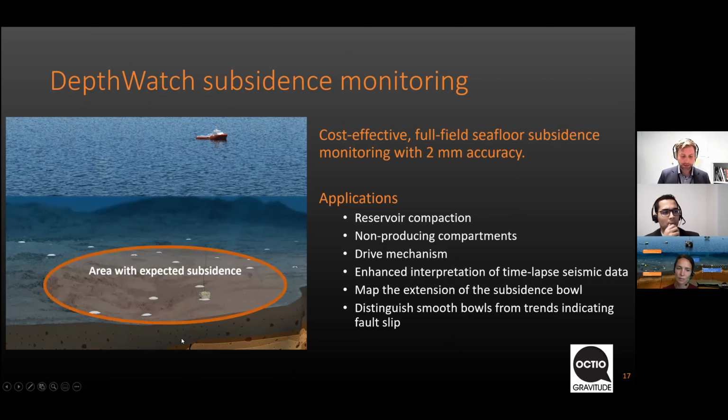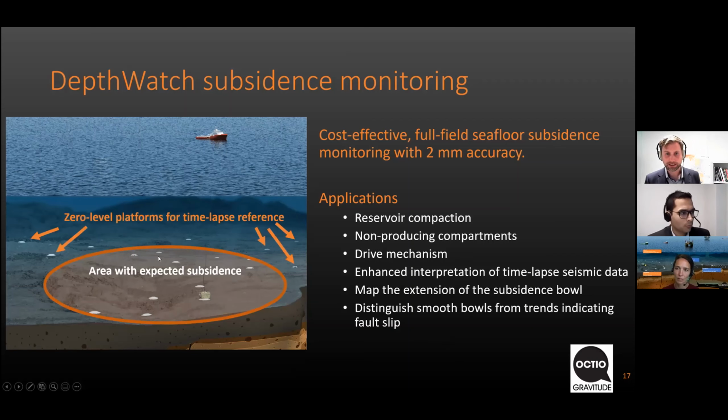Again, we are using the same principle where we are doing measurements over concrete platforms as shown in this picture here. And we are, of course, doing measurements both inside this area of expected subsidence, or areas inside the reservoir rim, if you like, and of course also areas that are outside, allowing us to get an understanding of the normal conditions in the area.